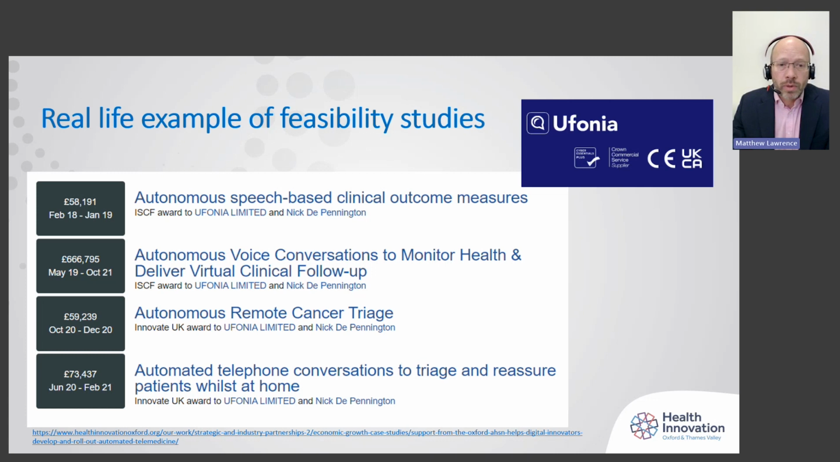They then followed that up with another one to monitor and deliver virtual clinics, which was about £666,000. Some of it's match funding. They expect the innovator to put some money in as well. This is government money from a grant that they've applied for, and we've worked with them on it.